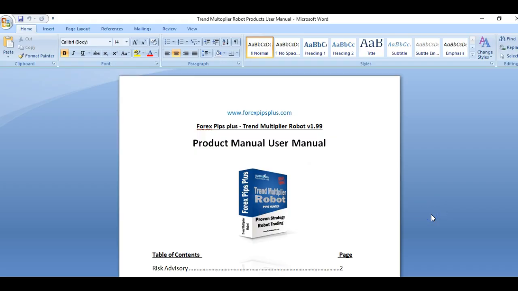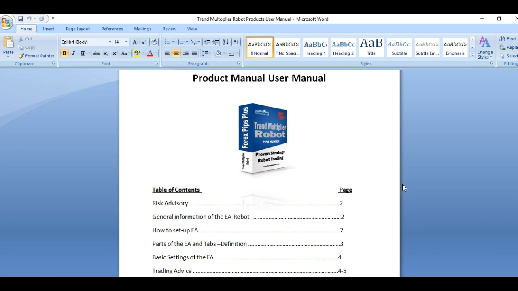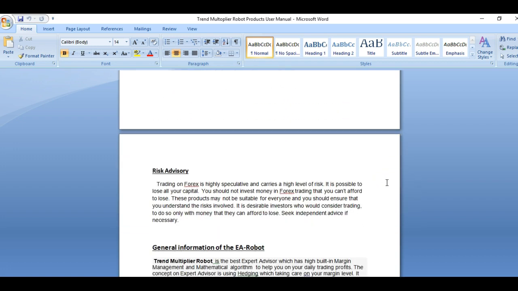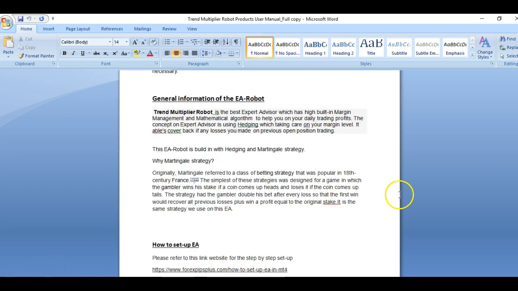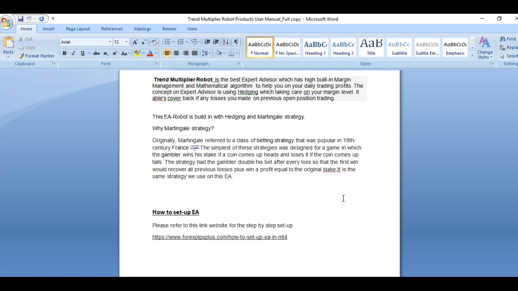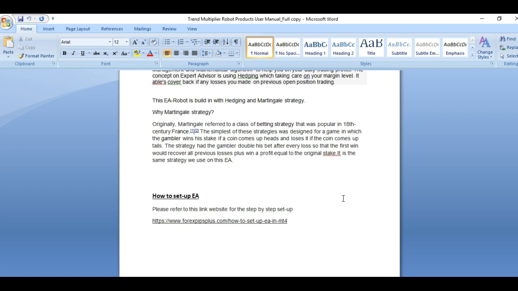And this is our product manual. So when you download our EA, it comes together with your product manual. All right. So the product manual consists of a total of 5 pages. So we have a risk advisory and all that. In your manual, you also have the general information of this EA robot, the Trend Multiplier Robot. So basically it's a martingale, and this is mainly on the calculation.